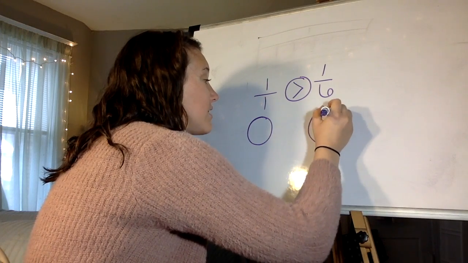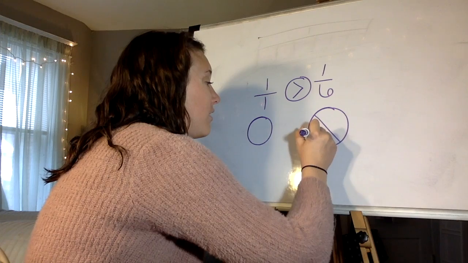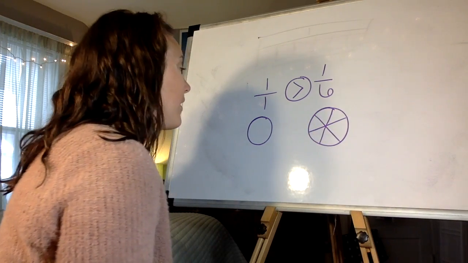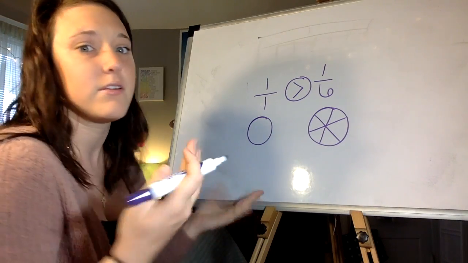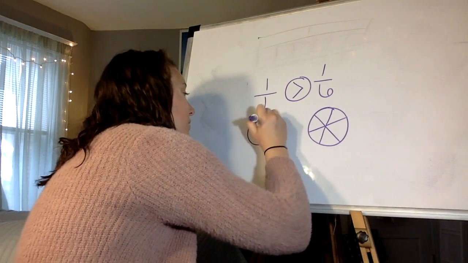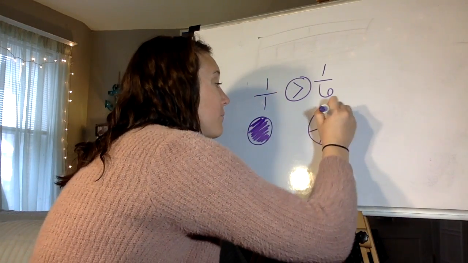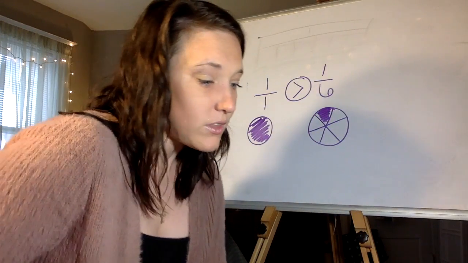Again, if you need to, you can always draw it out. I like using the example of pizza. It just makes more sense in my mind, but if you like cake or Skittles, whatever you want. So if I were to shade, I would shade in this whole because it's not divided at all compared to the 1/6 that is divided.